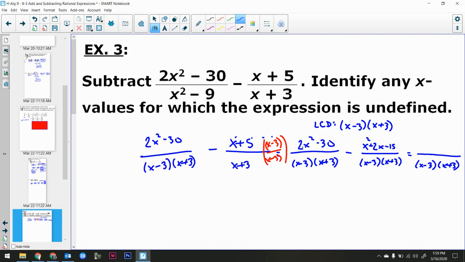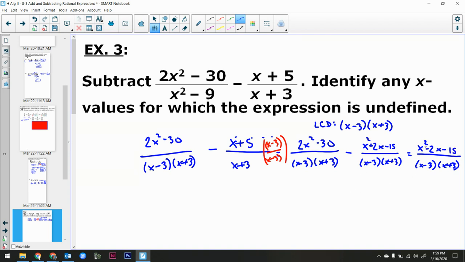All right, so 2x squared minus x squared is x squared. We've got a minus 2x. Watch out for that. That's not a plus 2x. That should be a minus 2x. 0 minus 2x. And then a negative 30 plus 15. Why plus 15? Because it's minus a negative. So negative 30 plus 15 is negative 15.